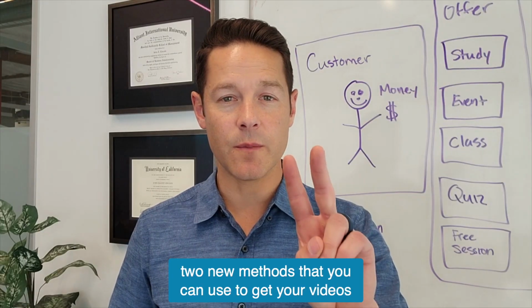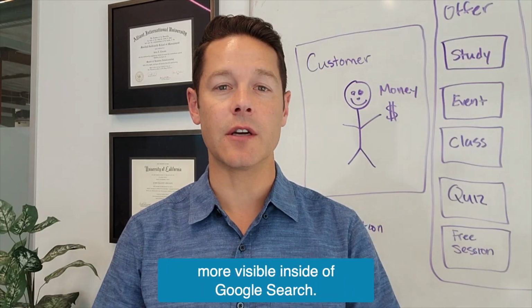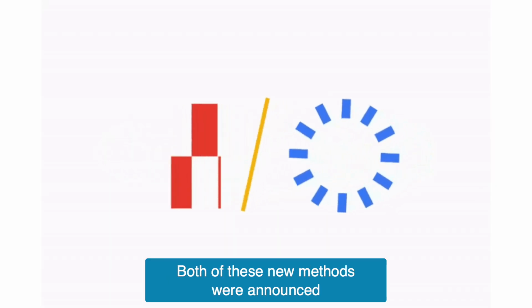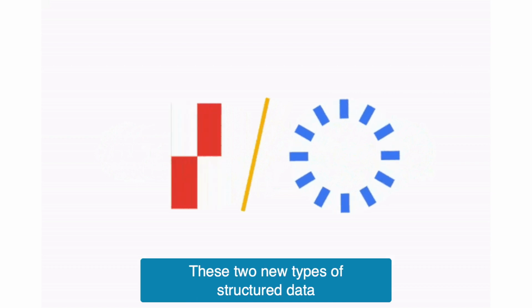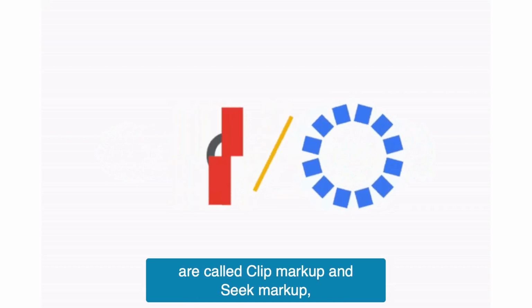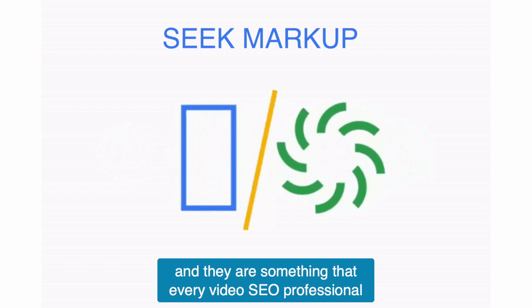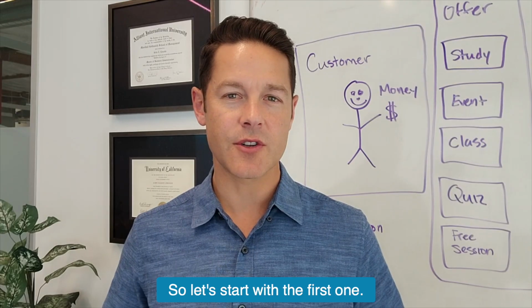Okay, so there's two new methods that you can use to get your videos more visible inside of Google search. Both of these new methods were announced at Google I/O recently. These two new types of structured data are called clip markup and seek markup, and they are something that every video SEO professional needs to know about. So let's start with the first one.